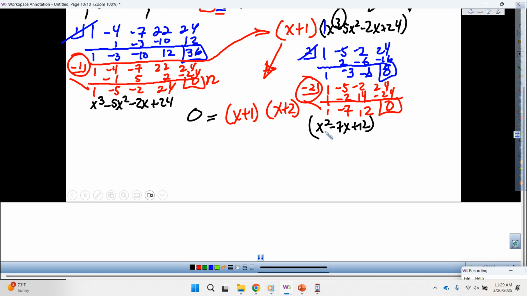Question, can we still factor this trinomial? Yes. What factors of 12 add up to negative 7? Tell your neighbor. What two numbers multiply to give me positive 12 and when you add them give us negative 7? Tell your neighbor.